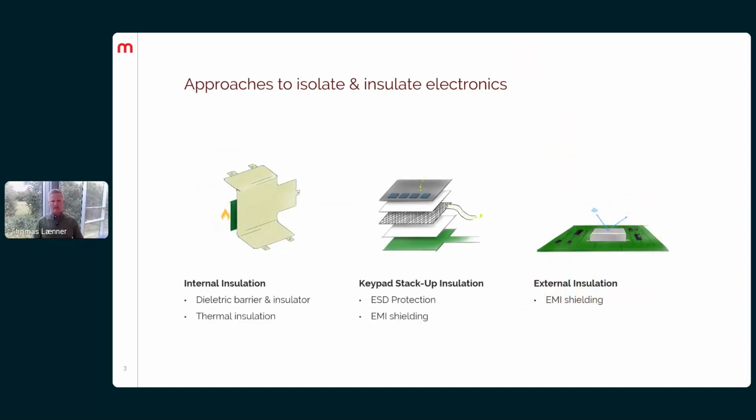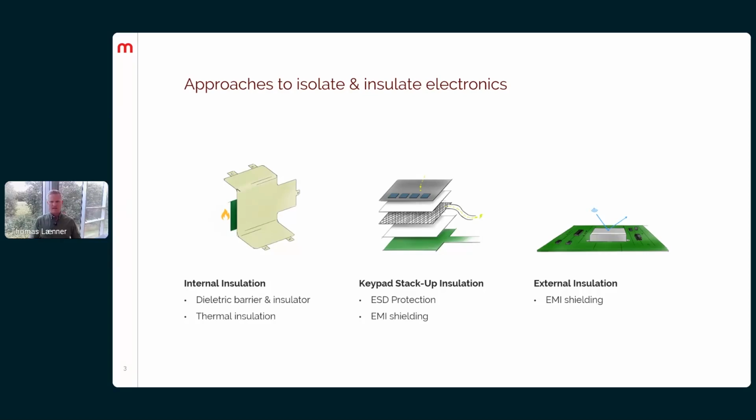At MikroPrint, we have three key approaches to insulate or isolate electronics depending on the application. The first one we look at is internal insulation or insulation from within. It can either be used as a part that serves as a dielectric barrier or insulator for electronic components, or it can serve as a thermal insulator or isolator for electronic components.